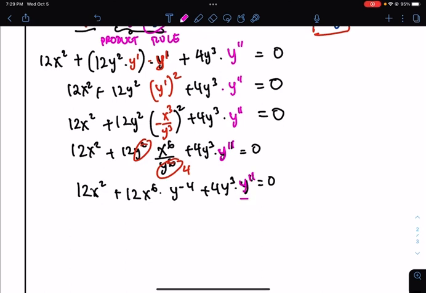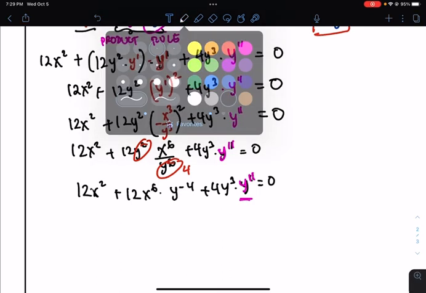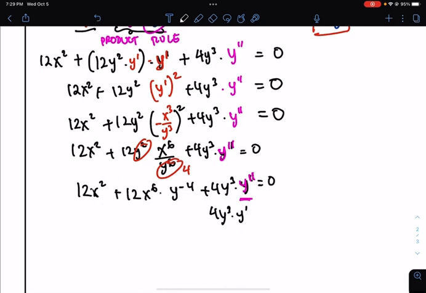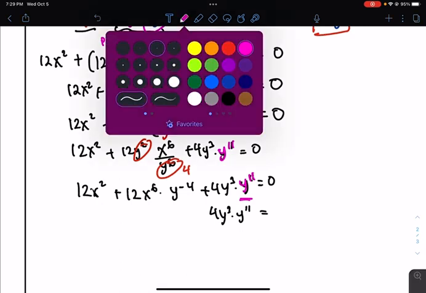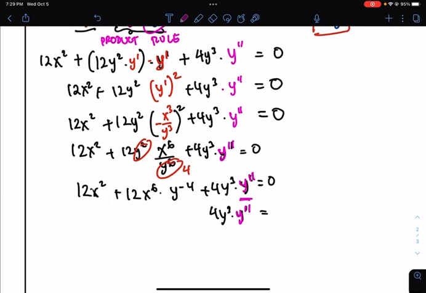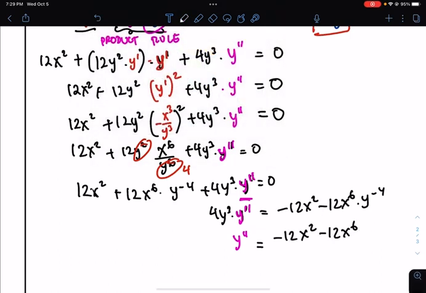Now we want to isolate y double prime, right? We want to make it into just one side. So in order to do that, I'm gonna move everything that is not attached to y double prime to the right. So it's gonna be the opposite, right? So it's gonna be negative 12x squared, negative 12x to the power of 6, y to the power of negative 4. And then my y double prime, that's gonna be negative 12x squared. I'm gonna divide everything by 4y cubed.